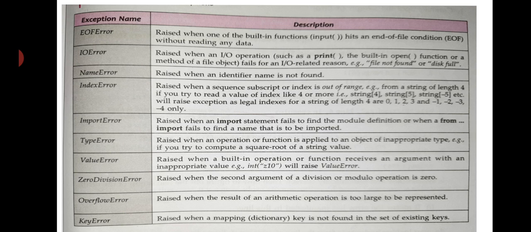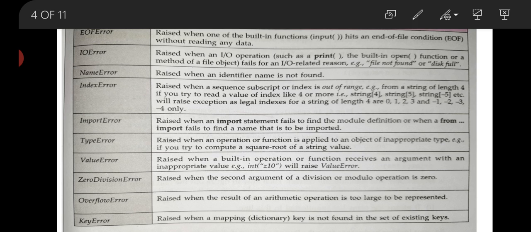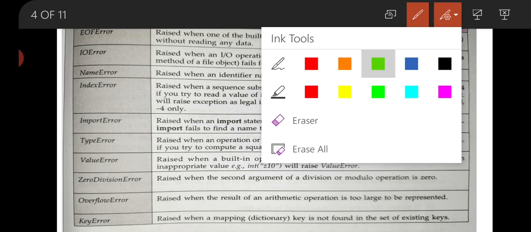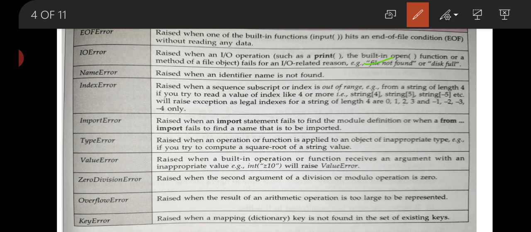Next one is IOError, raised when an input output operation such as print, the built-in open function, or a method of a file object fails for an input output related reason, for example file not found or disk full. Input output error can be generated when your input output device does not work properly with your program, or fails, or is full or not found. Next one is NameError. Name error is raised when any identifier is not found.